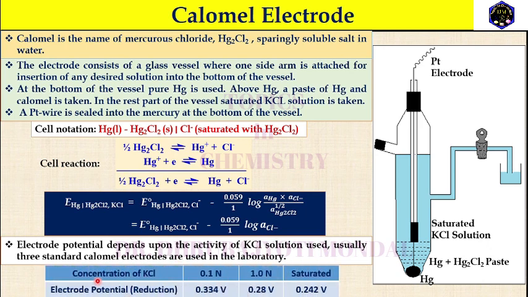What are those? You can see, concentration of KCl 0.1 normal. When it is 0.1 normal, the reduction electrode potential is equal to 0.334 volt. When the concentration of KCl is equal to 1 normal, the electrode potential is equal to 0.28 volt. When it is saturated KCl, then the electrode potential is 0.242 volt. And this saturated KCl electrode is called the saturated calomel electrode or SCE. And for SCE, the electrode potential value is equal to 0.242 volt.